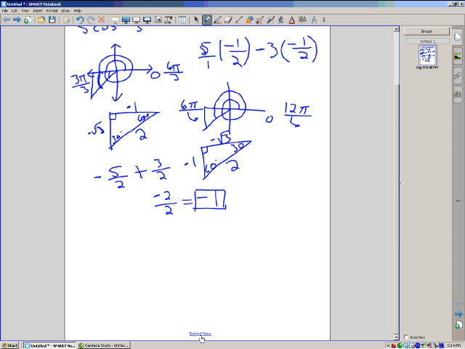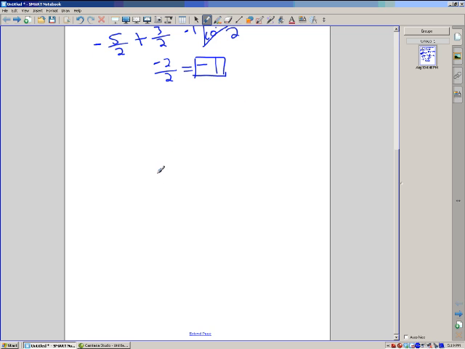All right, let's extend this page, and let's do another example here. Let's do cosecant, we haven't messed with that one very much, squared of 2 pi over 3. And then plus the tangent squared of 7 pi over 6.